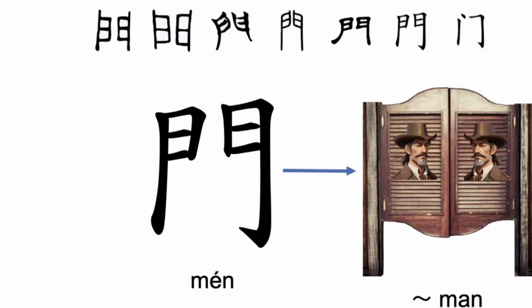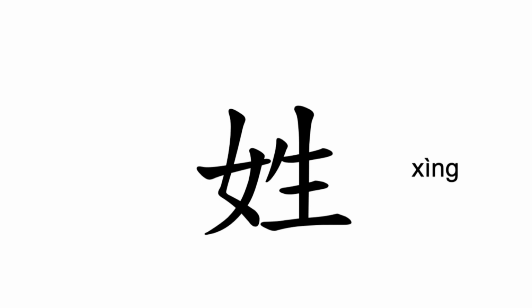This visual association, where two men are essentially part of the door itself, not only enhances our comprehension of the character but also makes it much easier to remember. It's an excellent example of how Chinese characters can carry both meaning and vivid visual cues to aid in learning and memorization. Now, let's delve into the character 姓.